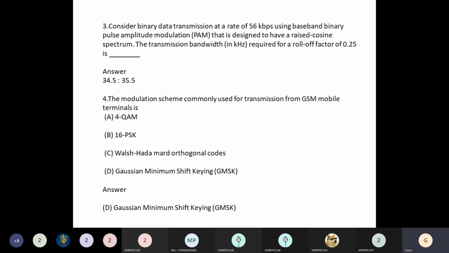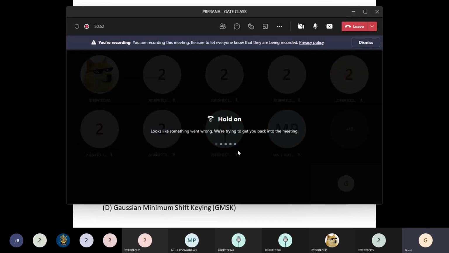Consider binary data transmission at a rate of 56 kbps, kilobits per second, using baseband binary pulse amplitude modulation that is designed to have a raised cosine spectrum. The transmission bandwidth in kilohertz required for a roll-off factor of 0.25 is, so what will be it?